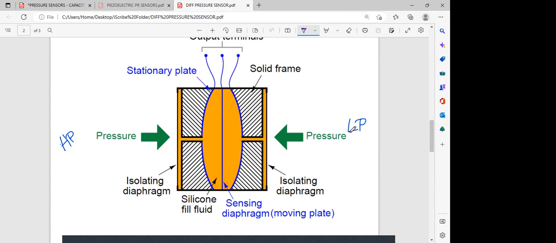Low pressure is from your water drum, your high pressure is from your steam drum. And that is why we get the level of the water in the boiler using that principle. So either the high pressure side, the steam pressure, can be higher, or your water pressure can be higher. If the water pressure is higher, then this particular diaphragm will bend towards the left-hand side.